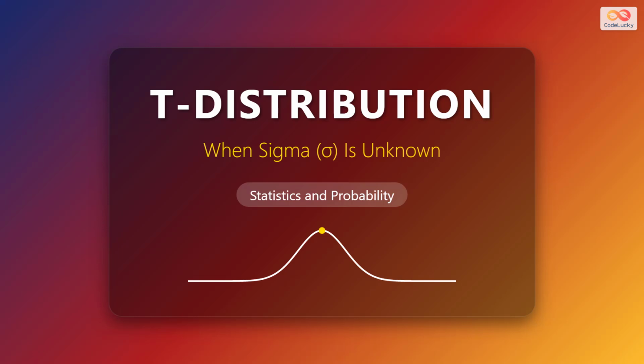Hello and welcome. In this video, we are going to explore the student's t-distribution. This is a fundamental concept in statistics and probability, specifically designed for situations where the population's standard deviation, sigma, is unknown.